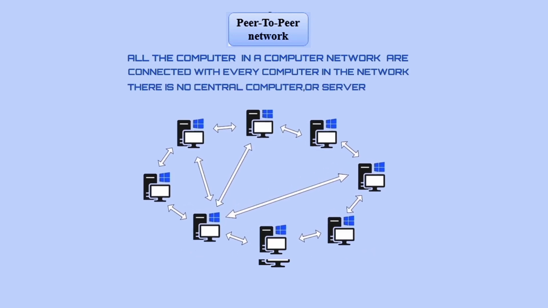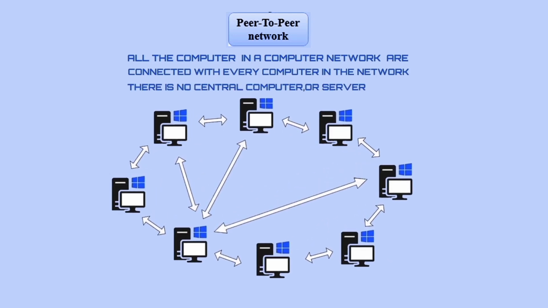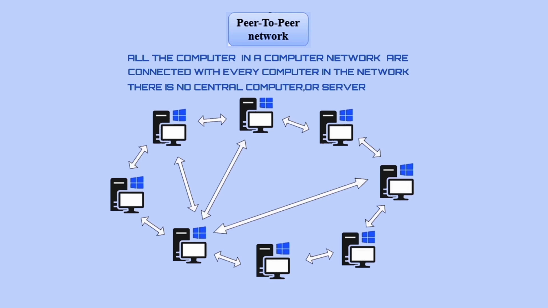Peer-to-peer network. All the computers in a computer network are connected with every computer in the network. There is no central computer or server in a peer-to-peer network.